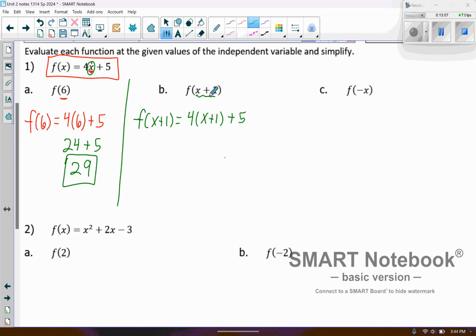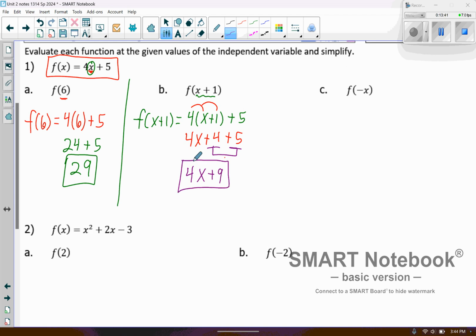So whatever you're evaluating the function at, that's what you replace the variable with. So instead of an x, it's actually an x plus 1, and it's important to put parentheses around it because that 4 now needs to get distributed to those two values right there. So this will become 4x plus 4, and then don't forget about the plus 5. And then we can add the 4 plus 5, which is a 9. So we get 4x plus 9 and stop. That's our answer right there.